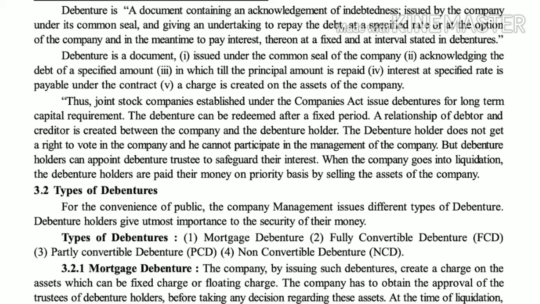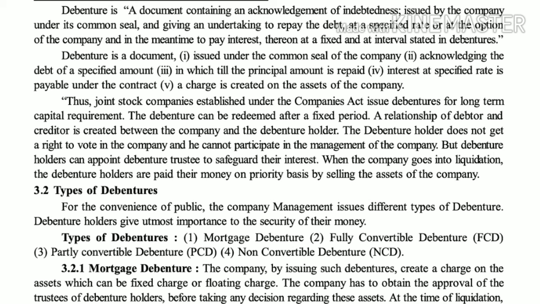The debenture holder does not get a right to vote in the company, and cannot participate in the management of the company. The real owners, as we discussed in a prior chapter, are the shareholders, basically those holding the equity shares. They get the advantage in terms of management, having voting rights, apart from dividends. In the same way, debenture holders do not get any voting rights, but debenture holders can appoint a debenture trustee to safeguard their interests.